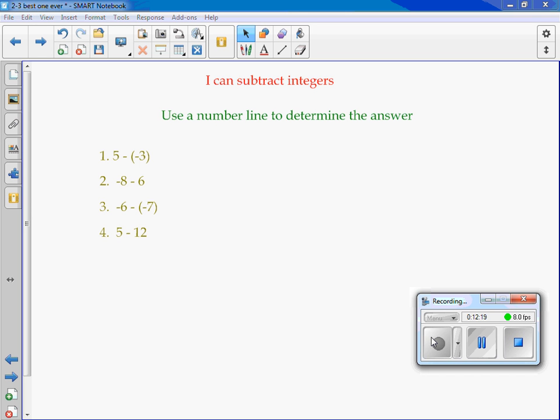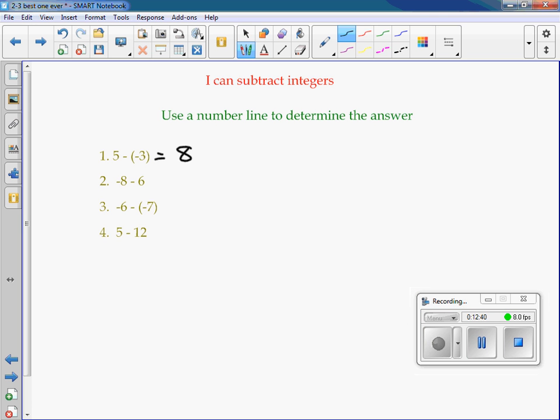All right. 5 subtract a negative 3. In which direction are we going? Are we getting bigger or are we getting smaller? Bigger. We're going to move to the right, right? So that means when we subtract negatives, we move to the right. How many units are we going to move to the right? 3. Where are we starting? Starting at 5, we're moving 3 to the right. Where do we end up? Very good. Awesome. All right, next one.